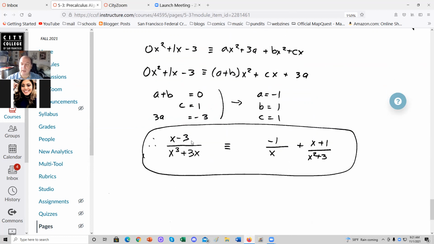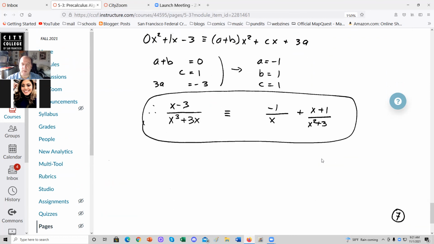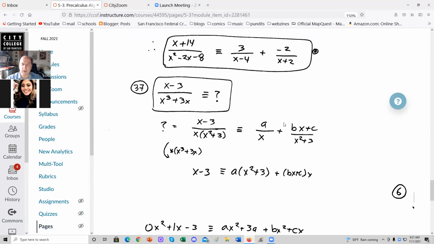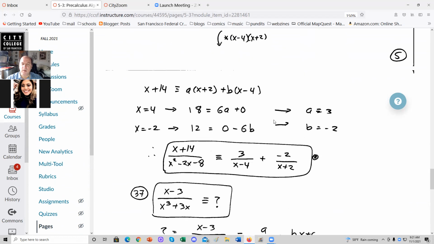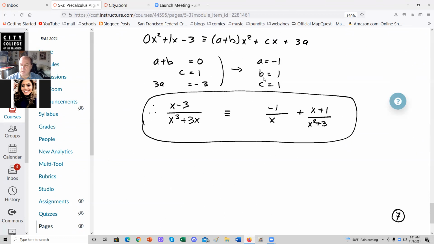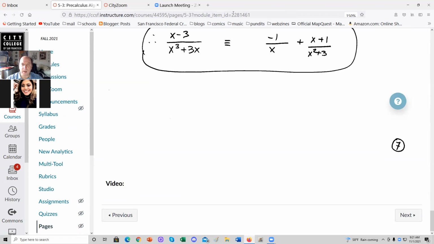So x minus 3 over x cubed plus 3x is identical to negative 1 over x plus x plus 1 over x squared plus 3. Okay, for this one, I solved by identifying coefficients. Let's see. For the previous one, I solved by values of x. Both should work. Okay, that's so much for that.